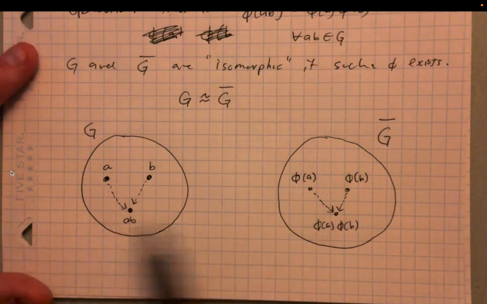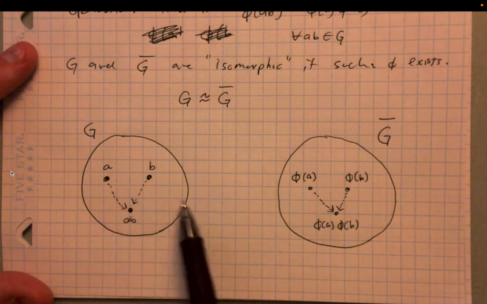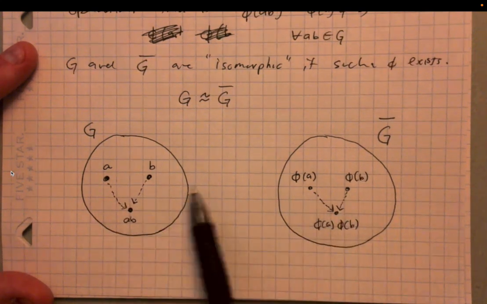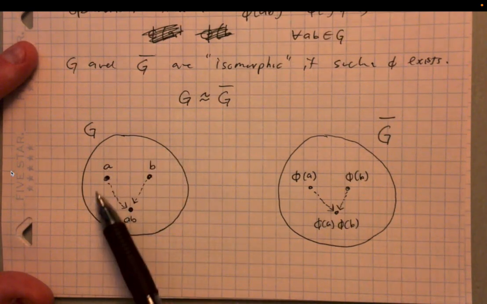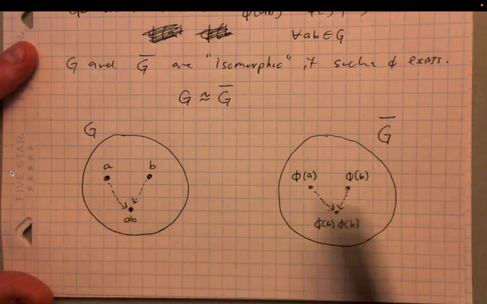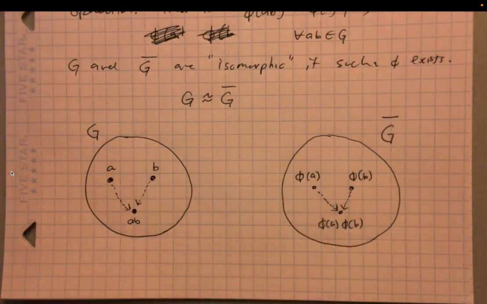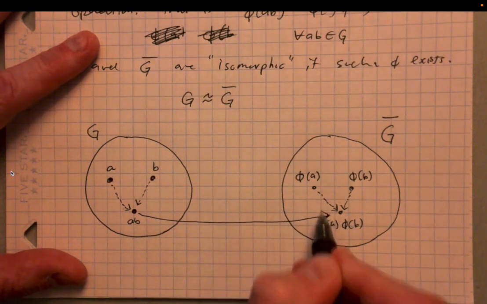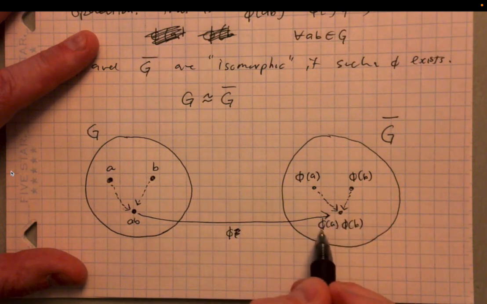Now, I've tried in this drawing to represent the relative position of these elements as being the same. The idea with doing it that way is to say that the structure of this group G is the same as the structure of this group G bar. I try to represent that by putting things in the same position. And furthermore, this element here, AB, would be mapped onto phi A, phi B.